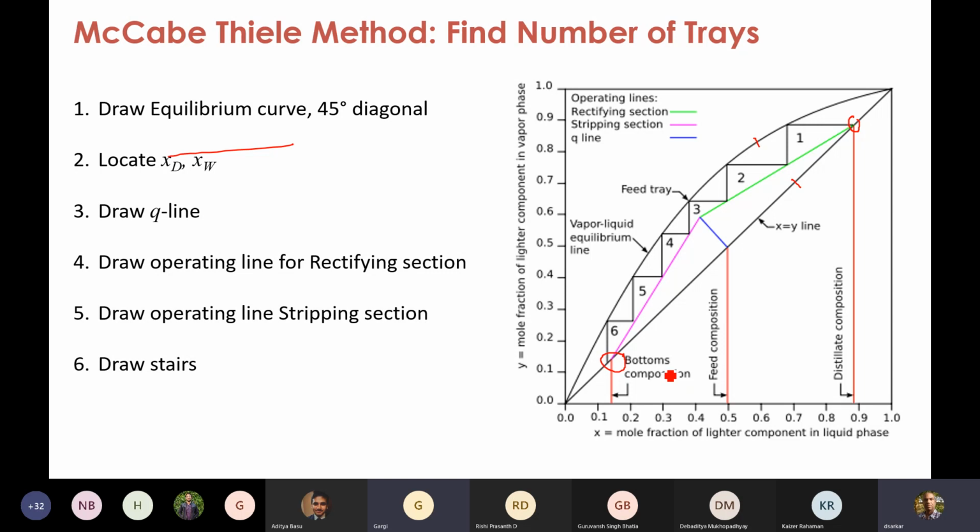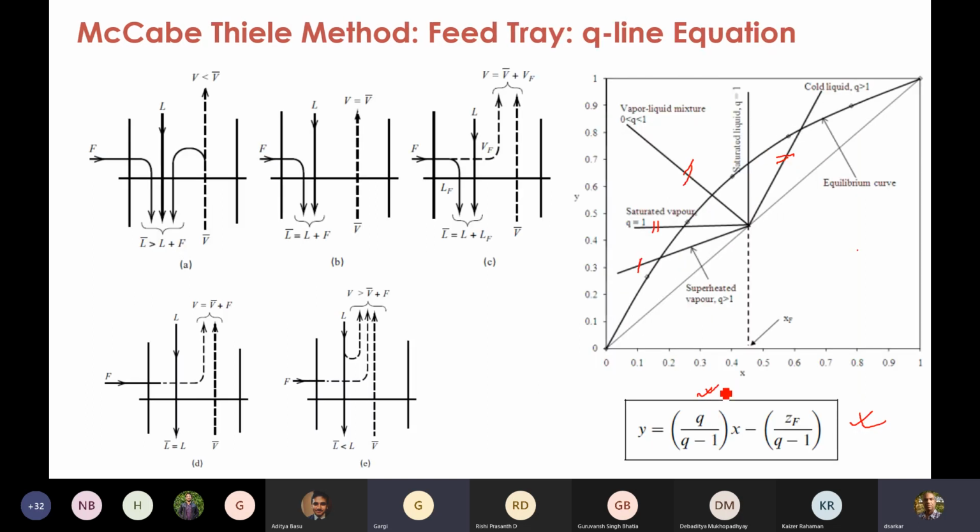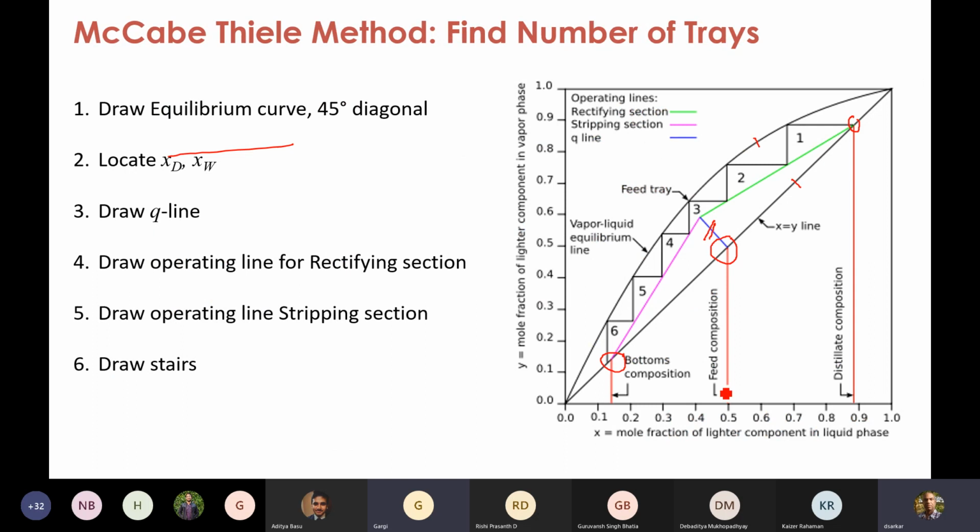Okay. Now at this stage, you can draw the Q line, that means the feed line. So that will pass through the ZF point. ZF means composition of the feed. So the ZF point will of course lie on the X equal to Y line, the 45-degree diagonal, just like the XD point and XW point. So from this point, draw that Q line with the slope according to that equation, Q by Q minus 1. Compute the Q value, and with that slope, you draw this Q line.